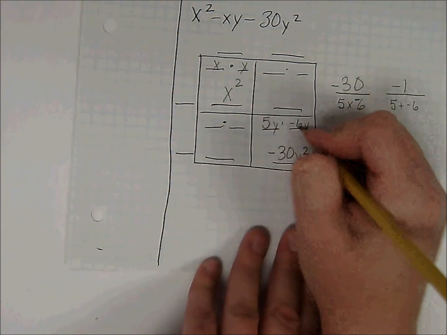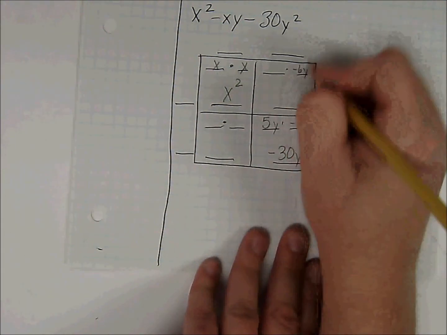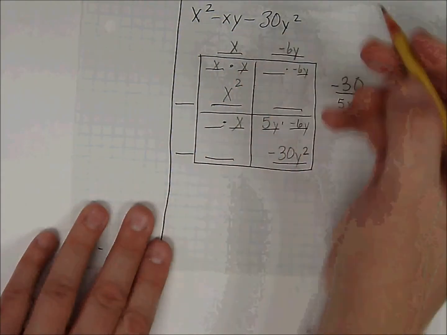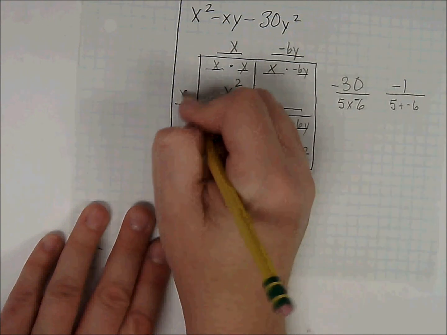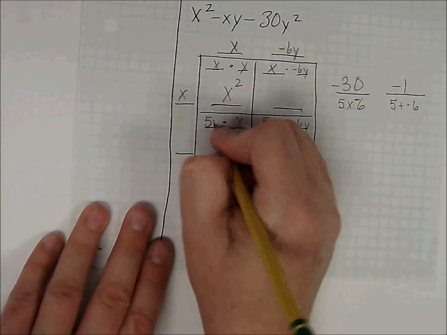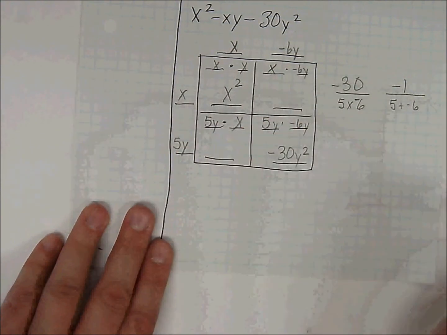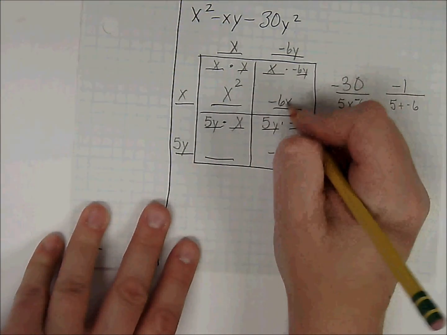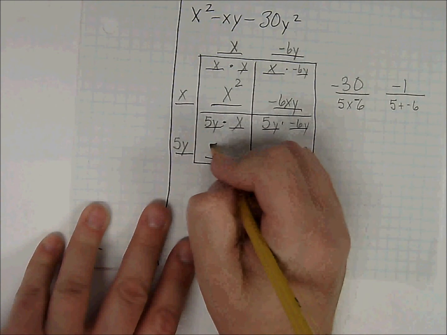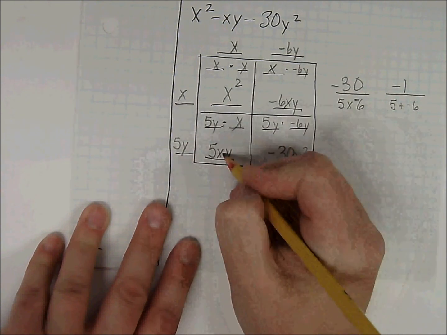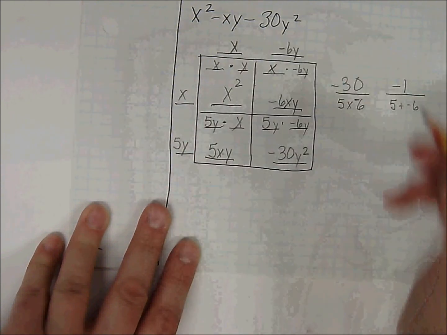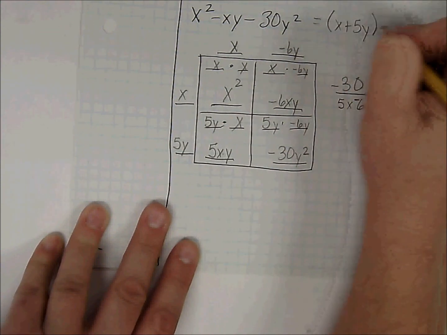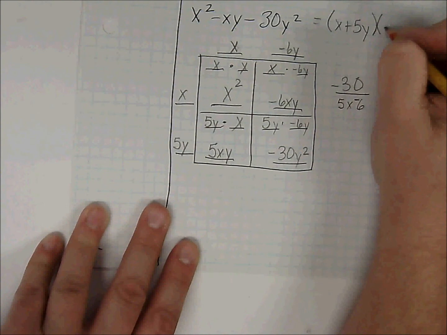So let's try it out. 5 and negative 6. Column, negative 6y. This column, x. This row, x. And this row, 5y. In this box, I get negative 6xy. And remember, we alphabetize xy. 5xy. And when I add these 2 together, I definitely get a negative 1xy. So my answer is x plus 5y, x minus 6y.